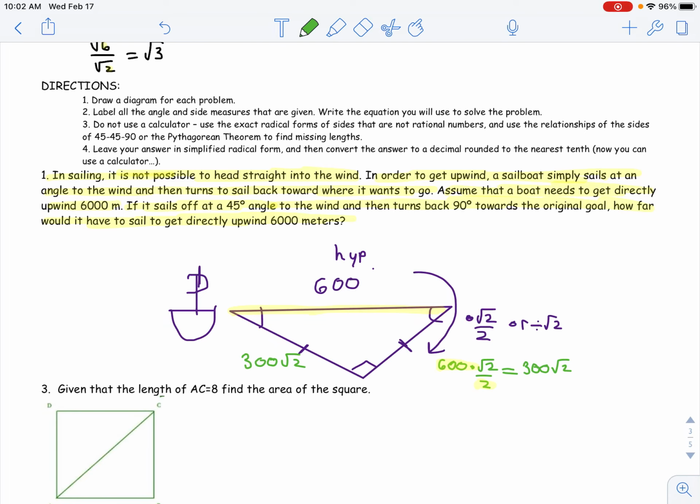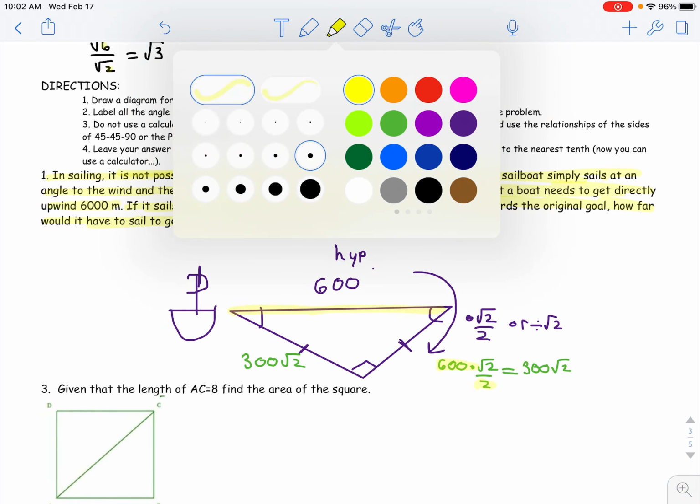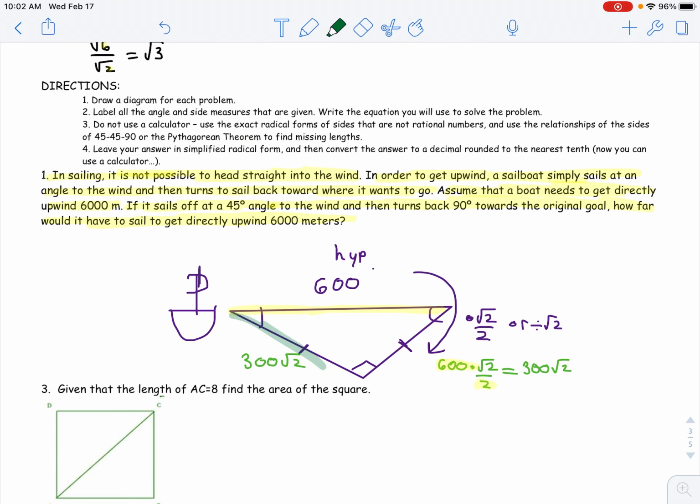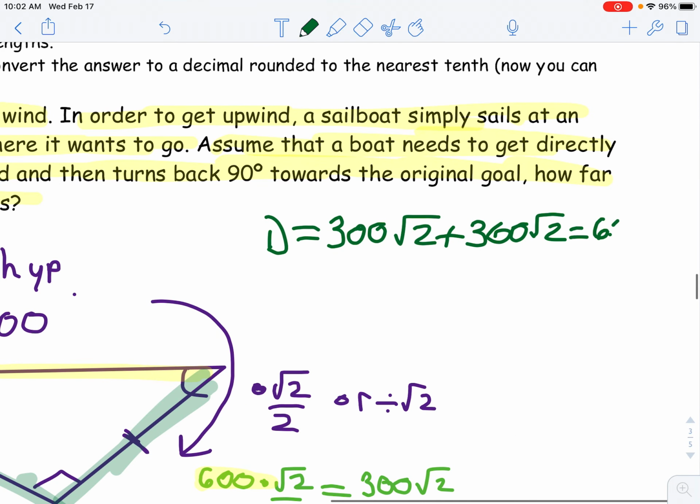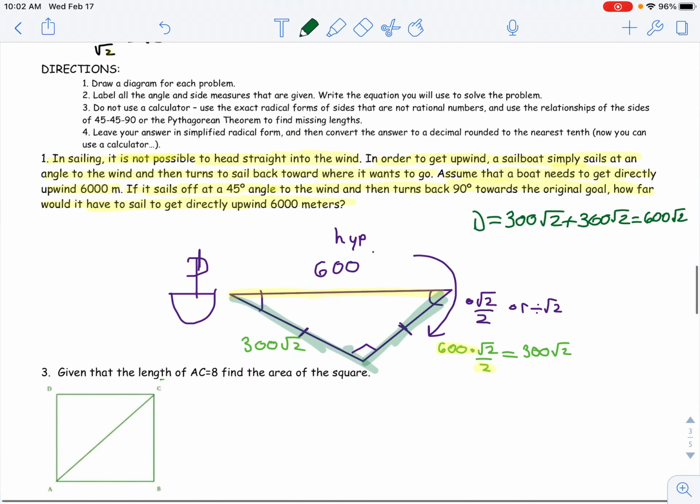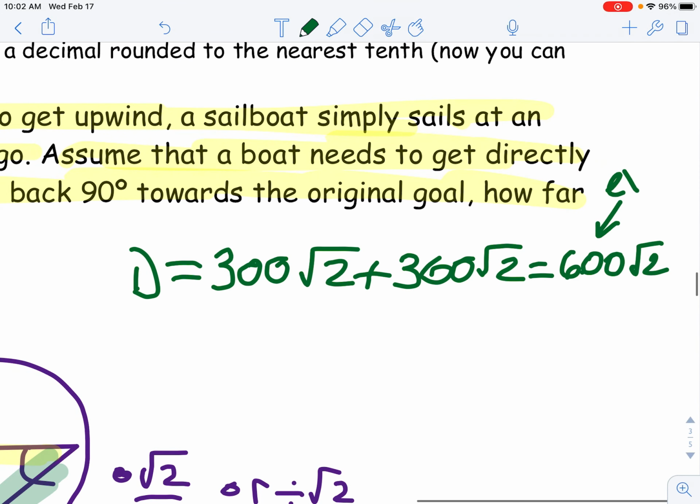Now, how far would it have to sail to go directly upwind 600 meters? Well, the distance it's actually traveling is the distance of these two legs added together. So the distance would be 300 radical 2 plus 300 radical 2, or also known as 600 radical 2, after you add them together. So that's the exact answer. That's how far they traveled. It's good to have exact numbers, but since this is a story problem, we can say, well, approximately, to make it a little bit more human sense.